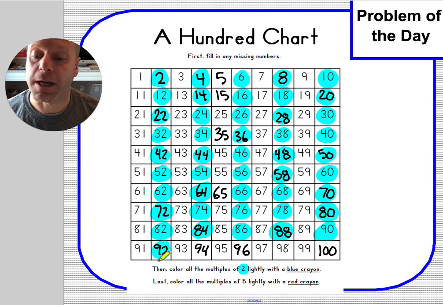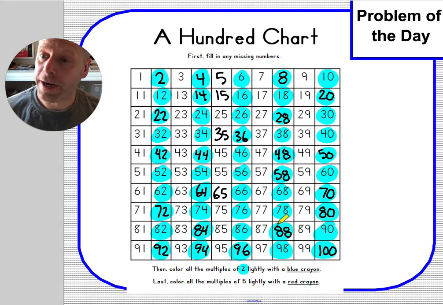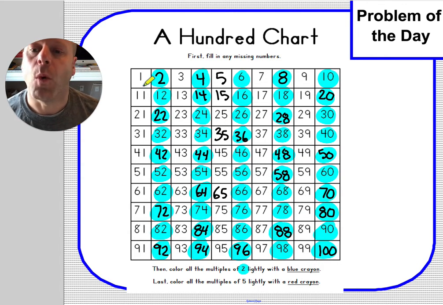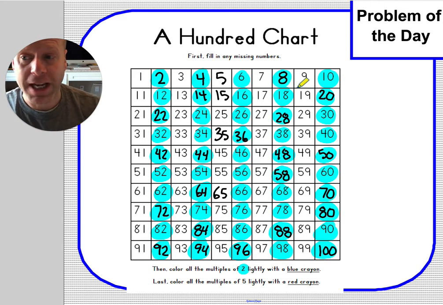That's the first thing I'm going to look for when I see your problem of the day today. Did so-and-so highlight all the multiples of 2? The other numbers now are odd numbers, right? 1s, 3s, 5s, 7s, 9s. They cannot be broken evenly in half.